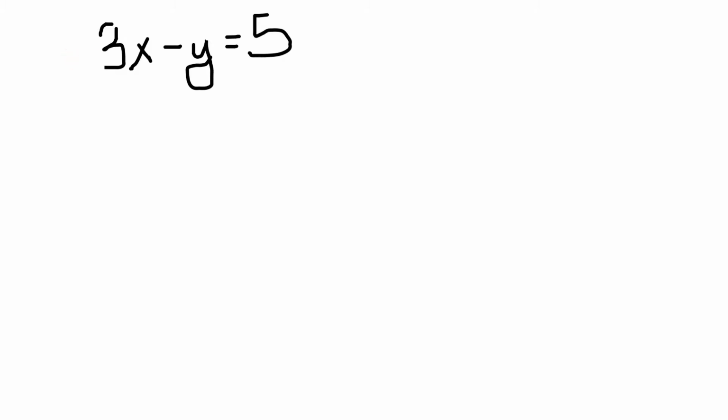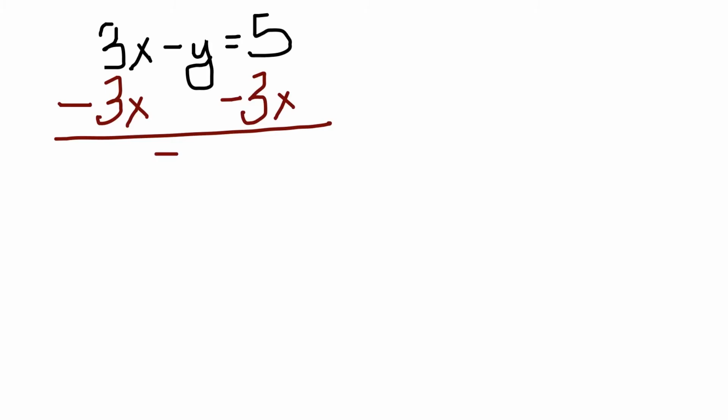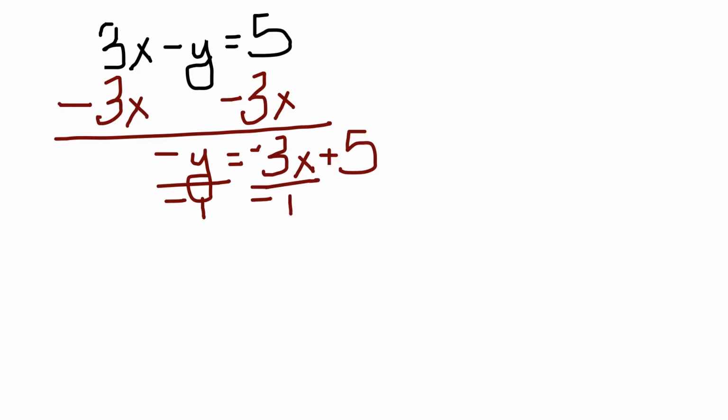To do so, I'm going to subtract 3x from both sides. And then I end up with negative y equals negative 3x plus 5. Now I'm going to divide everything by negative 1, and see how I distribute that division by negative 1. So I end up with y is equal to a positive 3x minus 5.